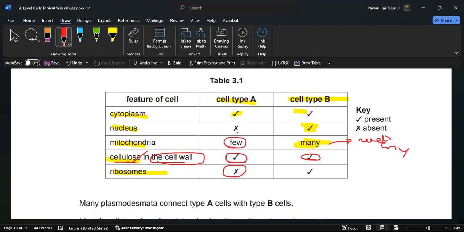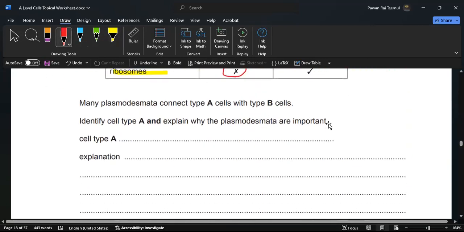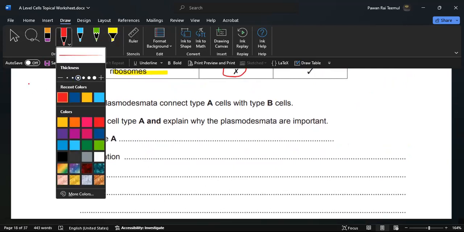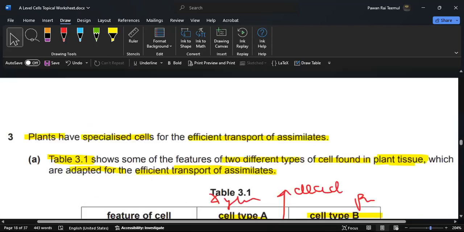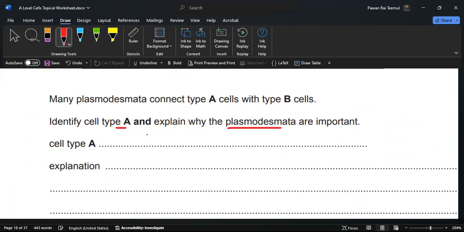Okay, this one does not have ribosomes. It has very few organelles and it does not have a nucleus. Well, if it does not have a nucleus, it means that the cell is essentially dead. Now it's starting to sound like a xylem vessel, and this probably phloem, because here it's mitochondria for active transport and stuff. Oh yeah, indeed it is talking about transport. So one is xylem and the other is phloem. It says identify cell type A and explain why plasmodesmata are important. So cell type A is just a xylem vessel.